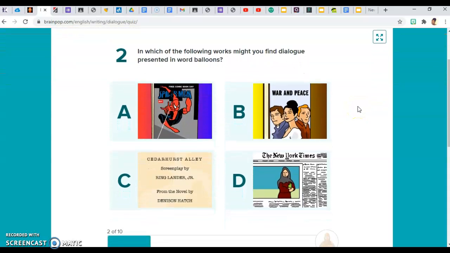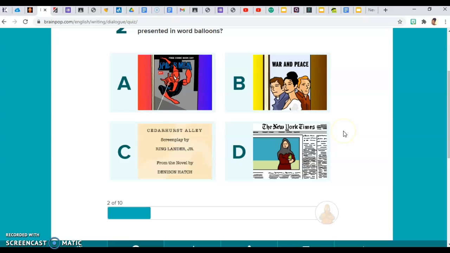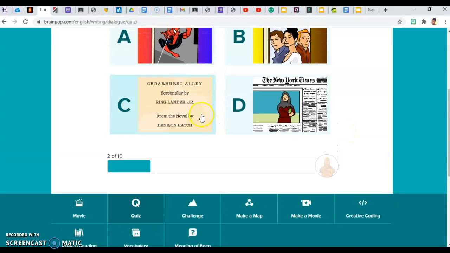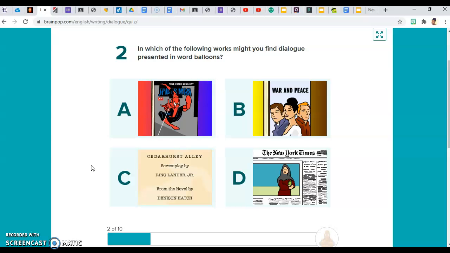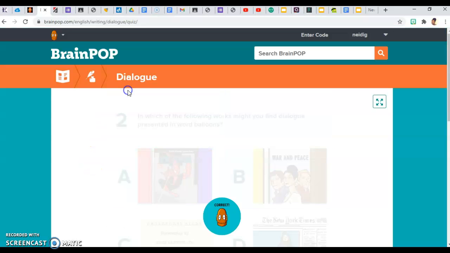Number 2. In which of the following works might you find dialogue presented in word balloons? A, Free Comic Book Day, Spider-Man. B, War and Peace. C, Cedarhurst Valley, screenplay by Ringlander Jr. from the novel by Denshin Hatch, or D, the New York Times? Starting with A. So, correct answer.